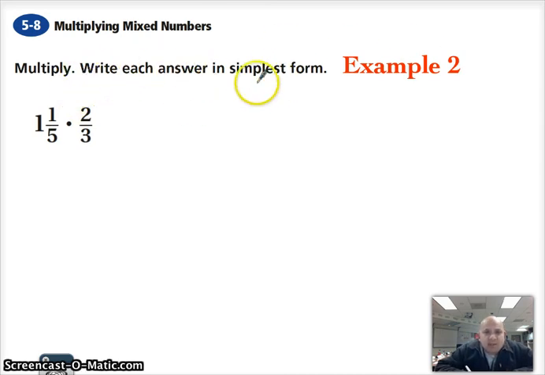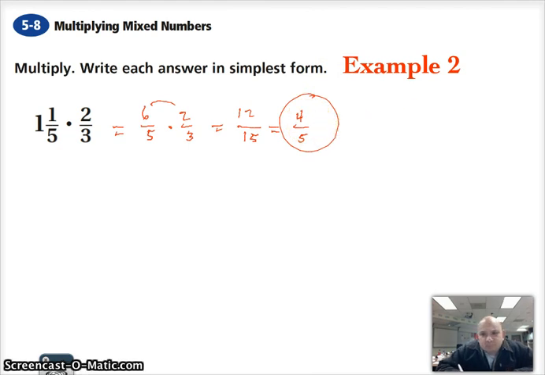Next. Same thing, multiply, write each answer in simplest form. 1 1/5 times 2/3. We're going to go ahead and transform this into an improper fraction. 5 times 1 is 5, plus 1 is 6. That's 6/5 times 2/3. Now I'm going to multiply numerator times numerator, which is 12. Denominator times denominator, 5 times 3 is 15. When we get to this point, I know I can divide both top and bottom by 3, which results in 4/5.